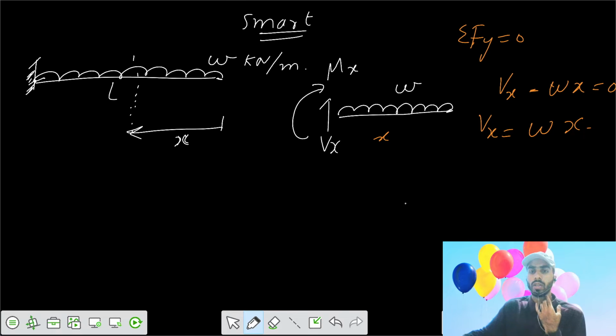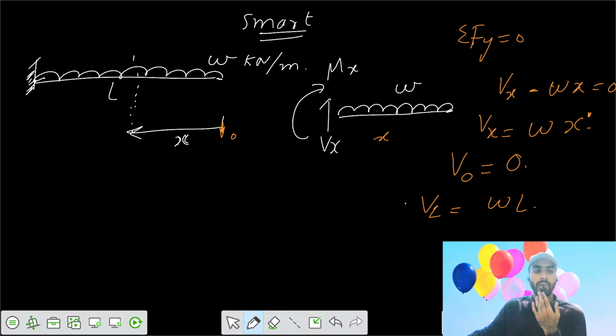So if you say what is the shear force at x equals 0, we say that this is your x equals 0. We say that shear force at x equals 0 is 0, and shear force at x equals length L is W into L. So your variation of the shear force is x to power 1.